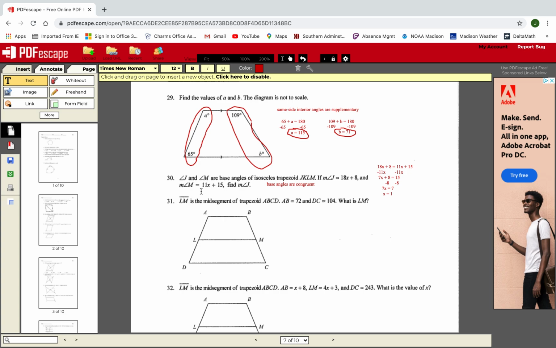If x equals 1, then I can substitute that back into either one of these equations because they're congruent. I could say 11 times 1 plus 15 gives me what, 26? So the measure of angle J is 26. 26 degrees. Okay.